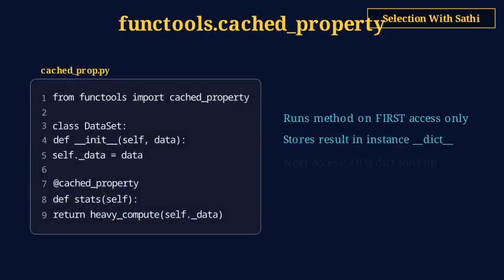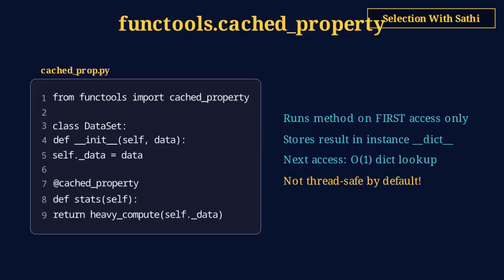functools.cached_property is a powerful tool for lazy evaluation. It runs the decorated method on the first access and stores the result directly in the instance __dict__. On the next access, Python finds the value in the instance dictionary and skips the descriptor entirely. It's a simple O(1) dictionary lookup.